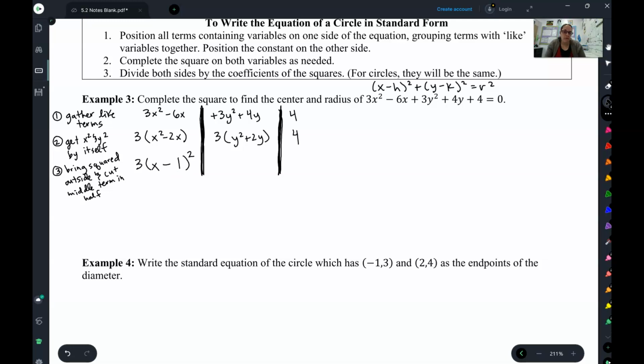This should look pretty familiar. We did do this cutting in half process back in chapter 2. And we're going to do the same thing here. Bring the squared outside, and then cut this in half.